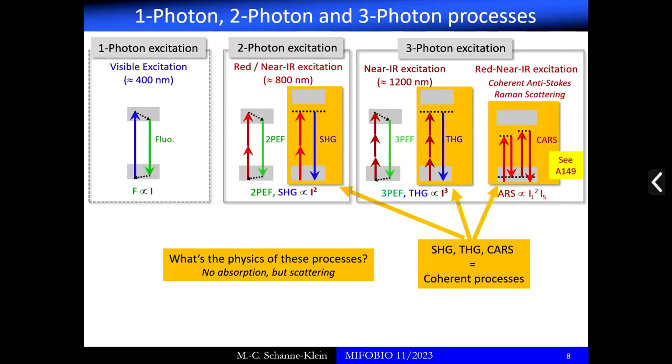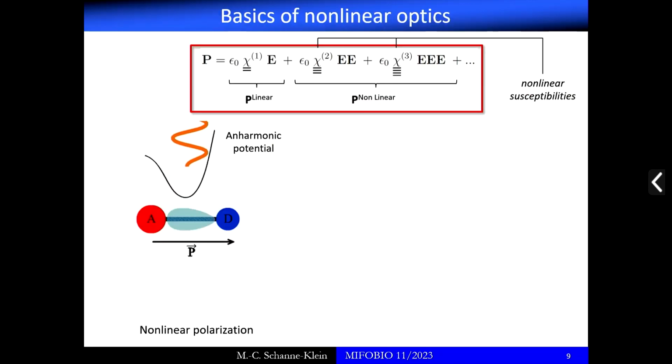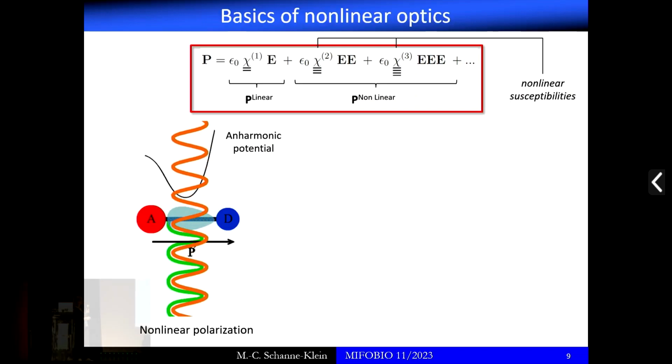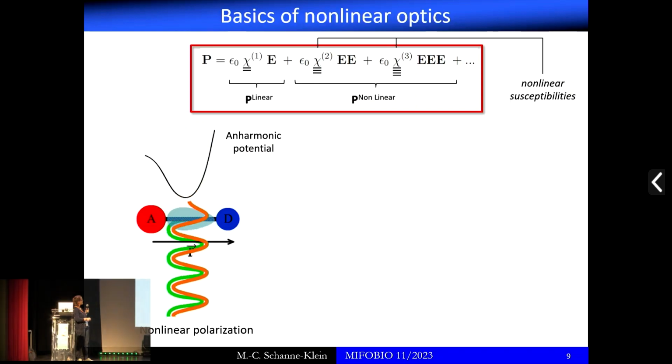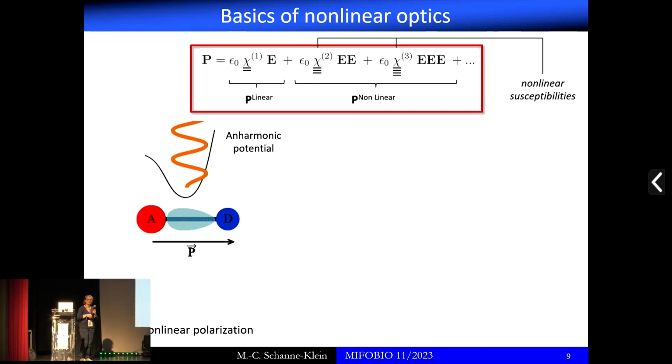So, second harmonic generation, third harmonic generation, and CARS. For that, we have to come back to the physics of these processes. It's really the basics of nonlinear optics. In nonlinear optics, we look at the polarization, that is the summation of all the dipoles in the focal volume.